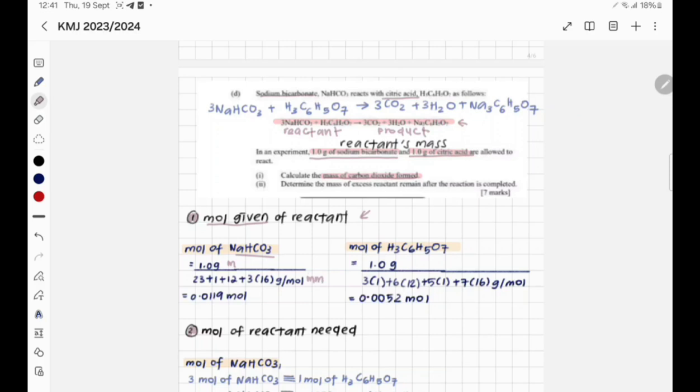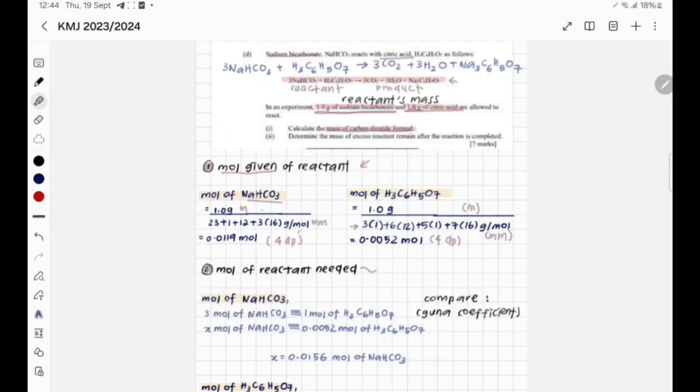So mass of NaHCO3 dalam question yang dorang guna is 1.0 gram and this is the molar mass of sodium bicarbonate, and therefore kita dapat 0.0119 mole, and make sure it is in 4 decimal place. Next, cari mole untuk citric acid. So citric acid punya mass is also 1.0 gram and also its molar mass kat bawah. And jawapannya kita akan dapat 0.0052 mole. Kena 4 decimal place juga.